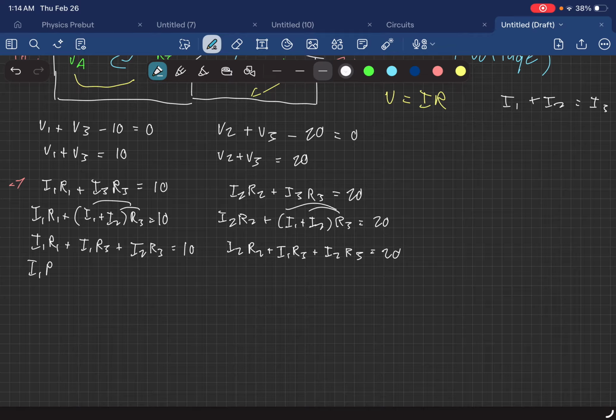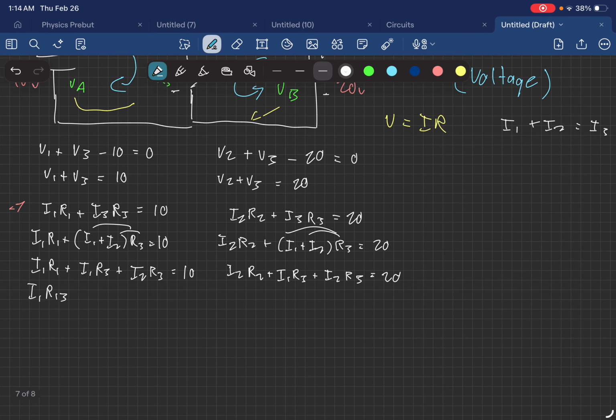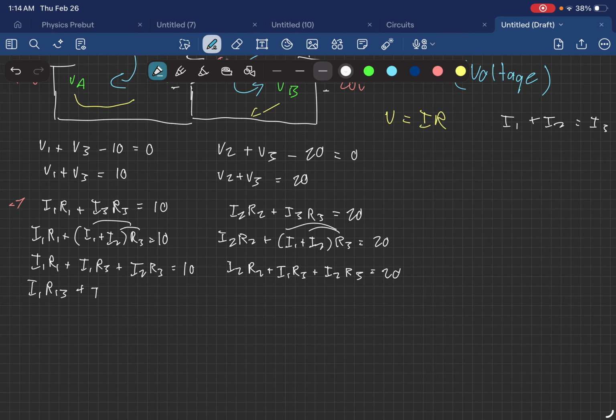I1 R13, right, plus I2 R3. Alright. Is equal to 10. And then next we combine the I2s. I2 R23 plus I1 R3 is equal to 20.